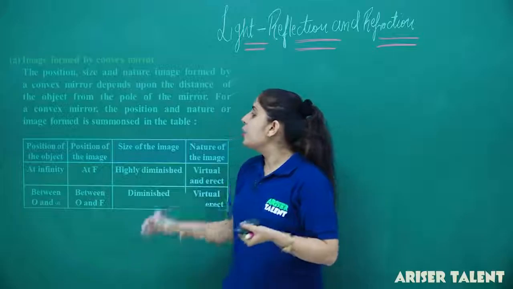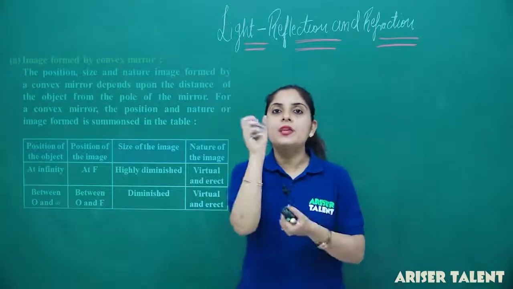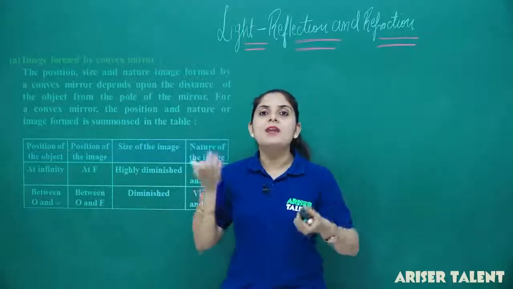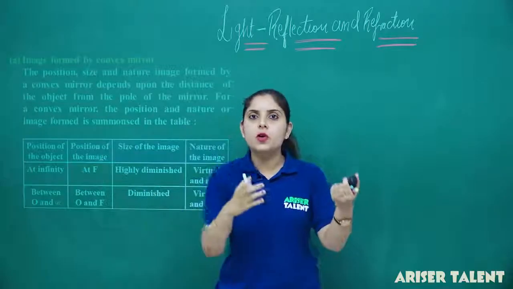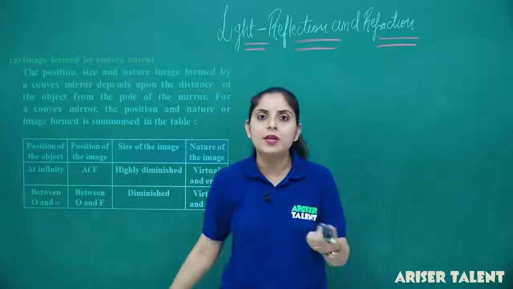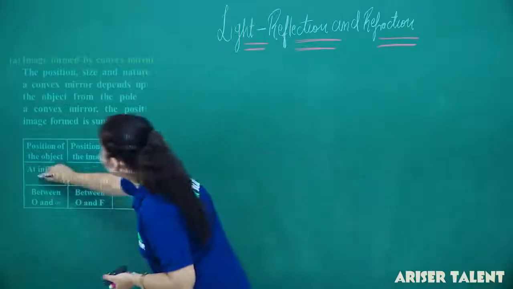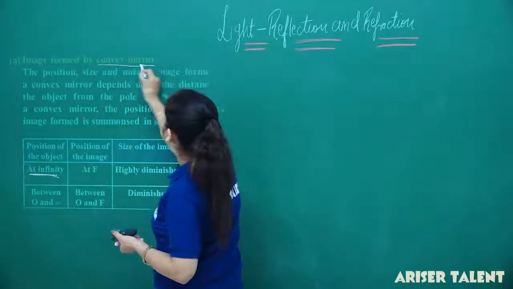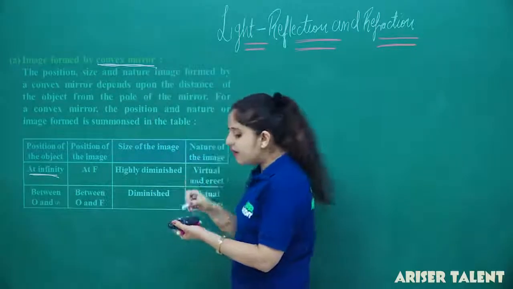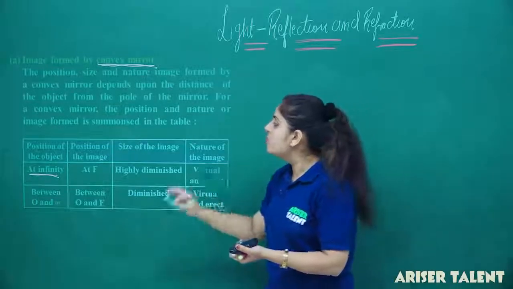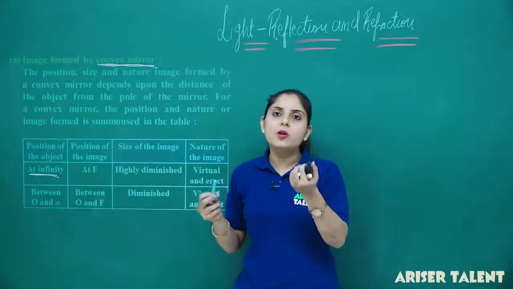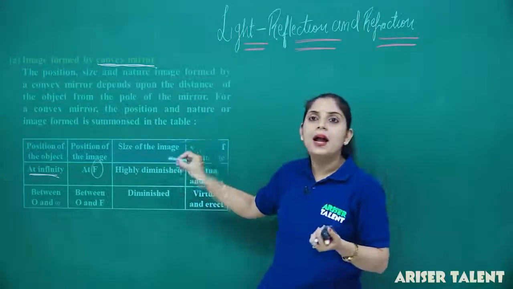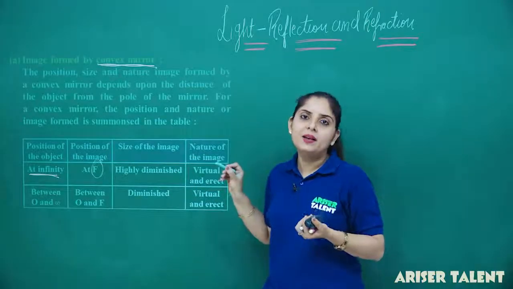In the first case, you have to remember this point. When you place the object at the focus, the image will be formed at infinity. And when you place the object at infinity, the image is going to be formed at focus. So this is one simple trick you can learn. You have placed an object at infinity. In case of the convex mirror, the image will be formed at the focus. And that image will be highly diminished, virtual and erect.